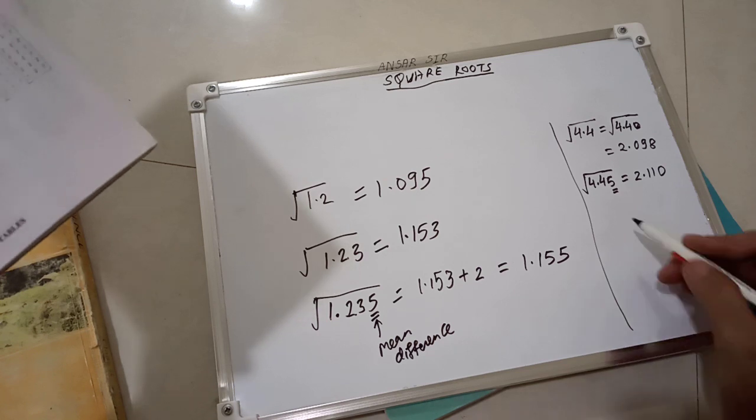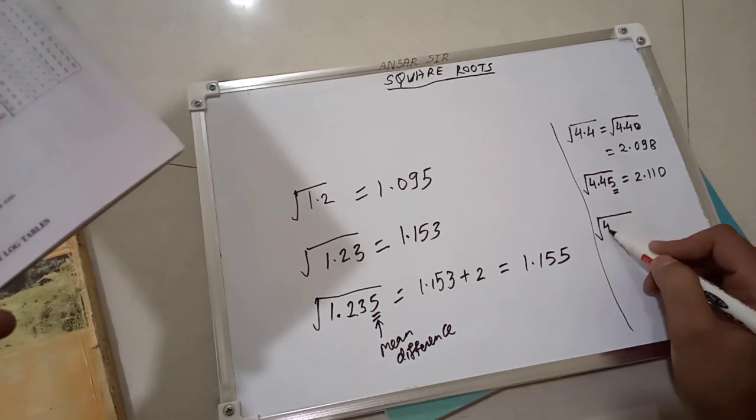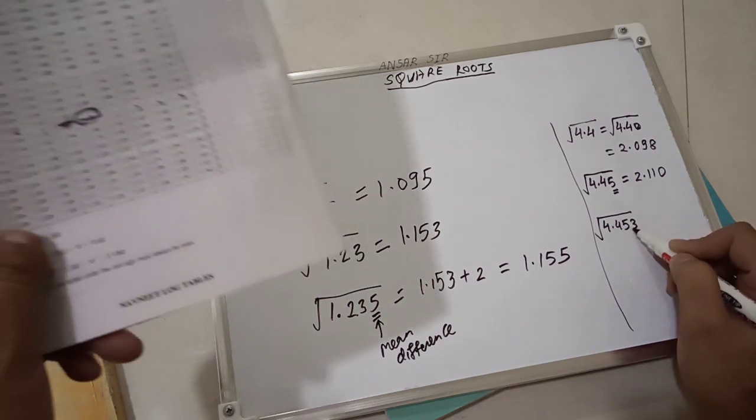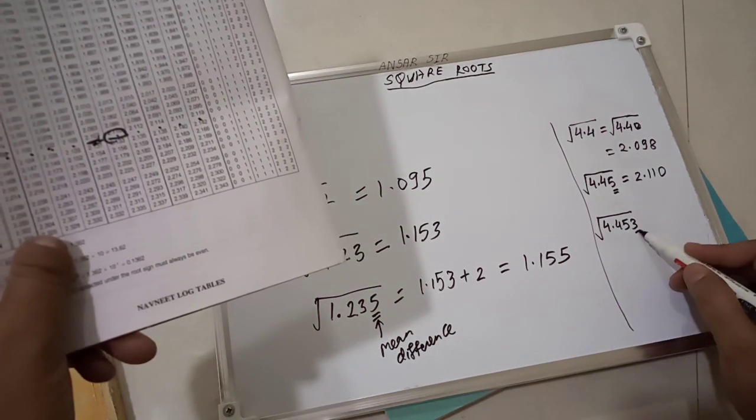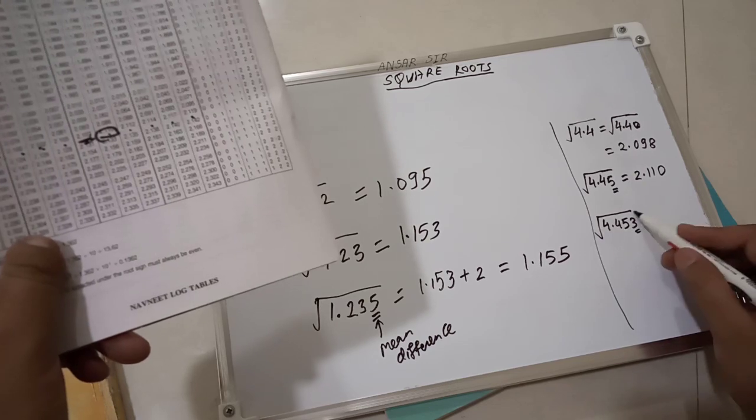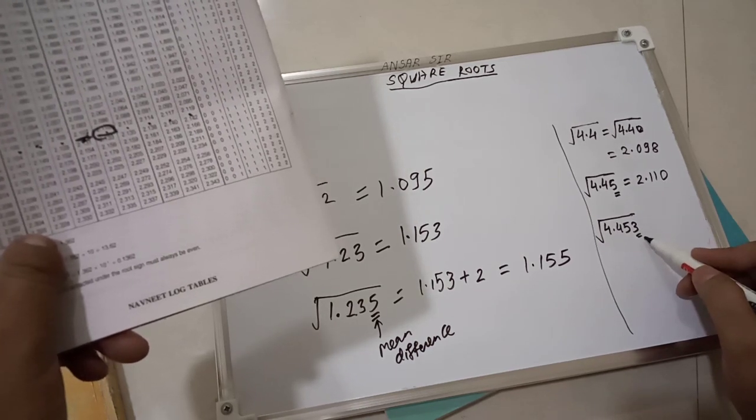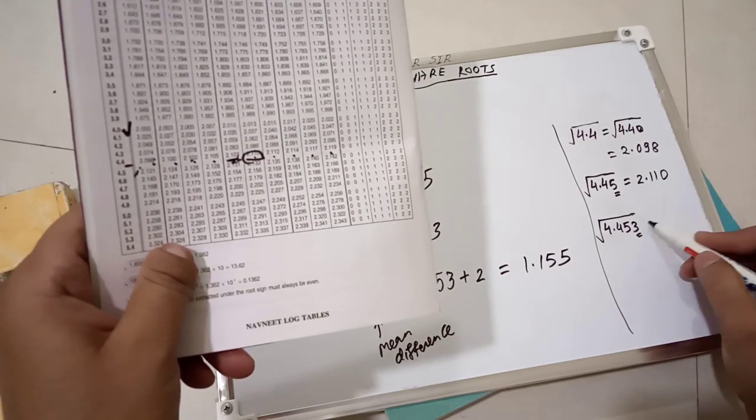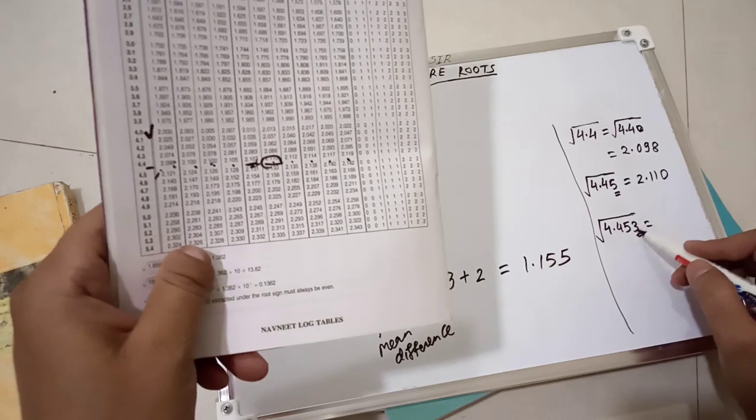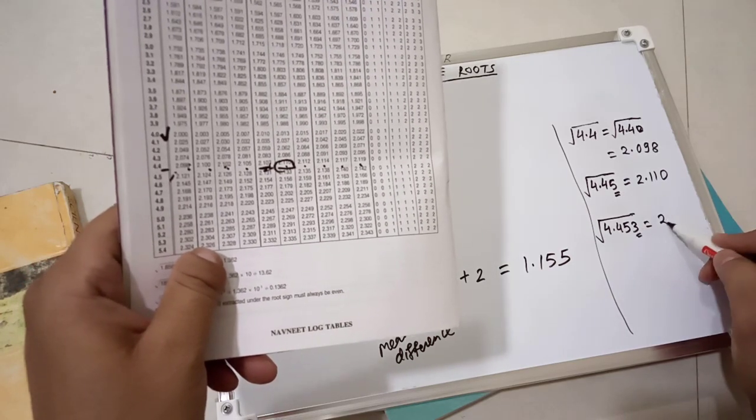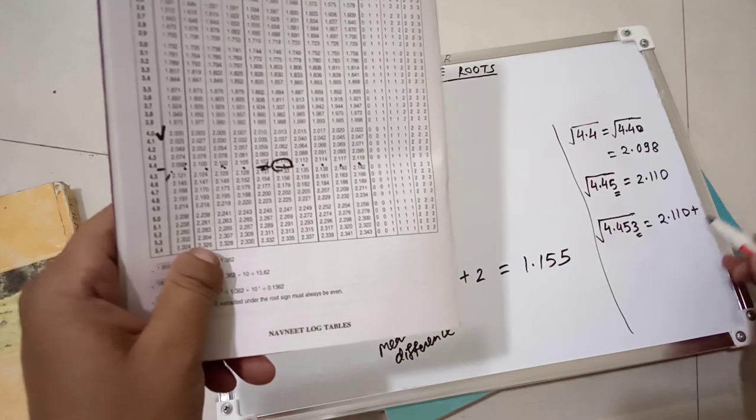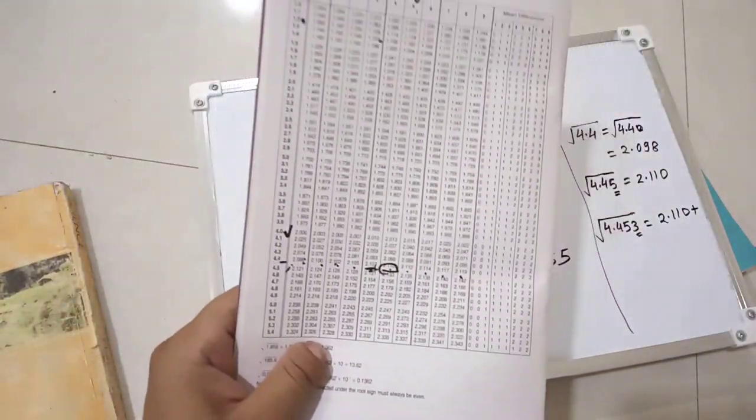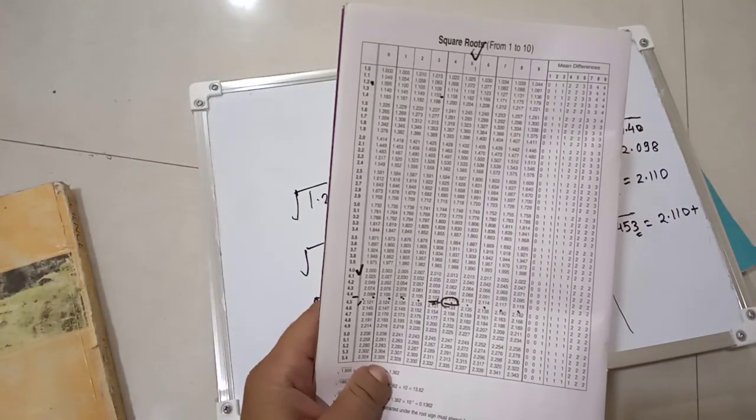So this is how we find the value of 3 digits. But if the value is 4.453, then what? We will find out 4.45 and we will go to the mean difference for 3, and the value of the mean difference for 3 will be added to this value. So it will be 4.45. How much is 4.45? 2.110 plus, for the mean difference, let us see the value. And the mean difference should be for 3.